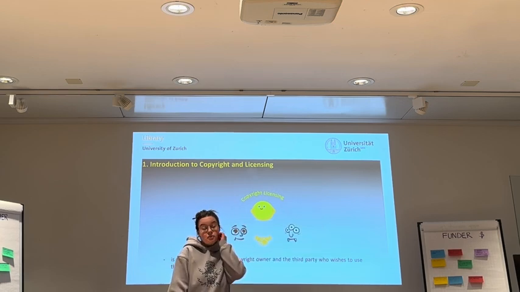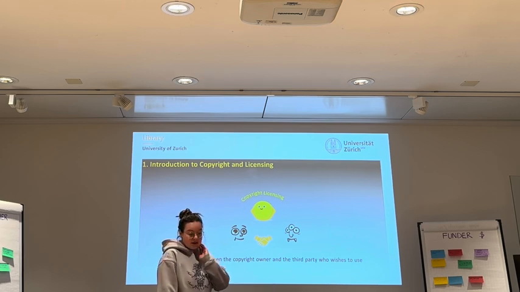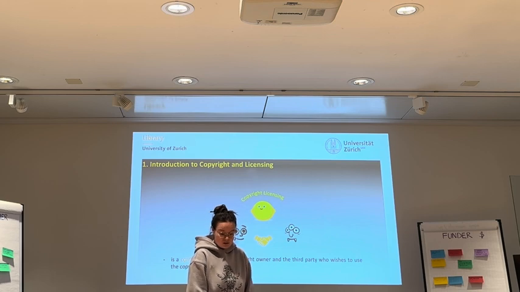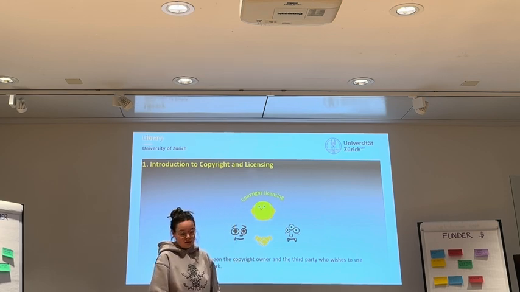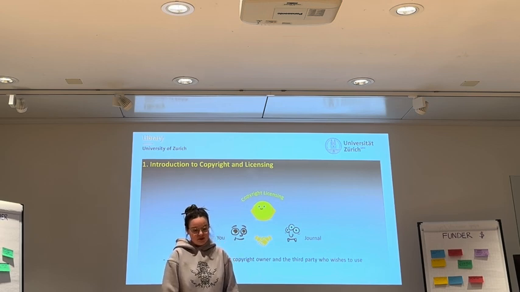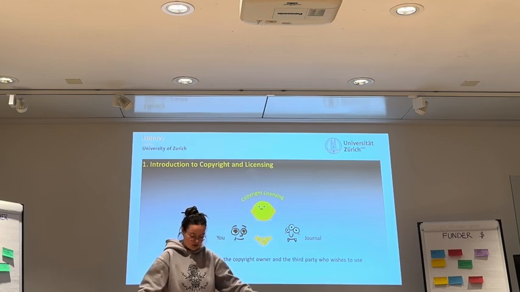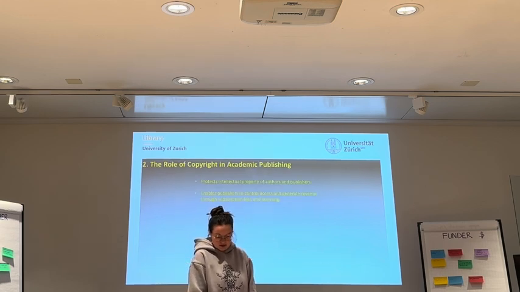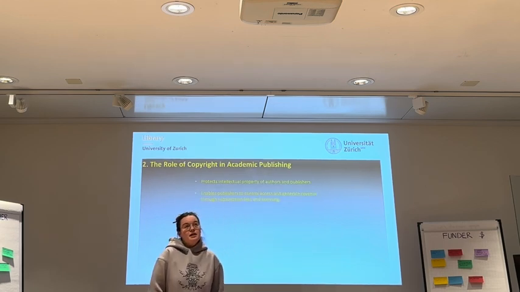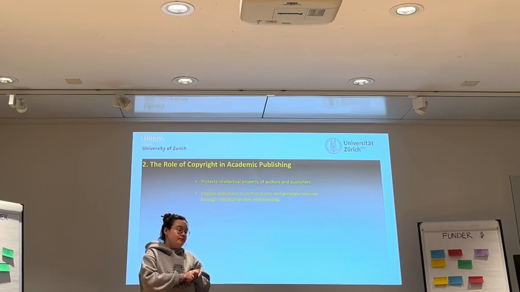Okay. So copyright licensing is a contract between the author and a third party that allows the third party to use the copyrighted work. It can be a contract between you and the journal, for example. I think it would be the most common way of using it in this room because we're all kind of scientists.